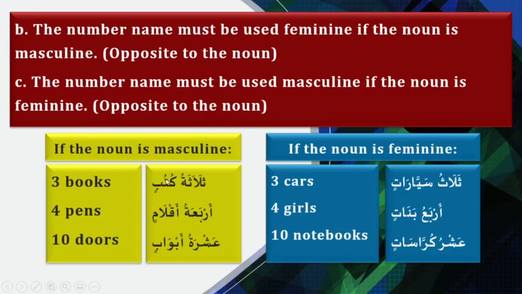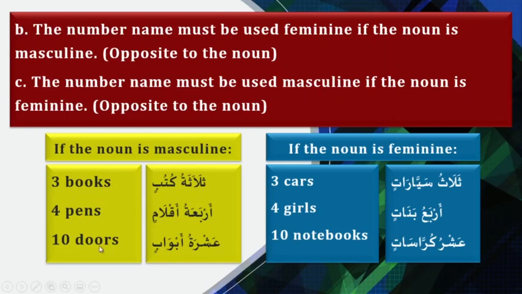If the noun is masculine, as it is here, then what happens? The number name, as you can see here, must be feminine. That means with ta marbuta. So it is salasatu kutubin, 3 books. Arba'atu aqlamin, 4 pens. Asharatu abwabin, 10 doors.